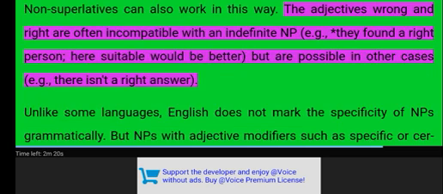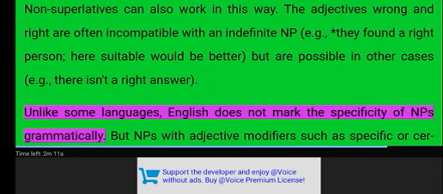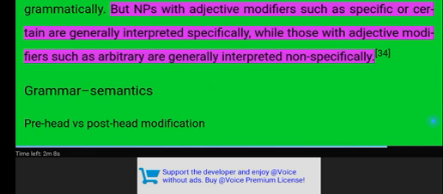The adjectives wrong and right are often incompatible with an indefinite NP, e.g., *they found a right person; here suitable would be better. But they are possible in other cases, e.g., there isn't a right answer. Unlike some languages, English does not mark the specificity of NPs grammatically. But NPs with adjective modifiers such as specific or certain are generally interpreted specifically, while those with adjective modifiers such as arbitrary are generally interpreted non-specifically.